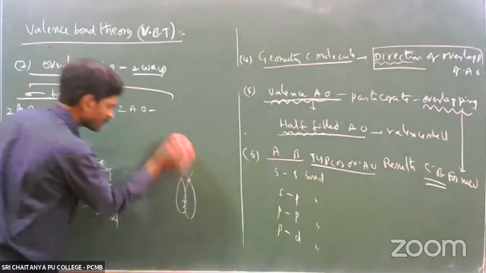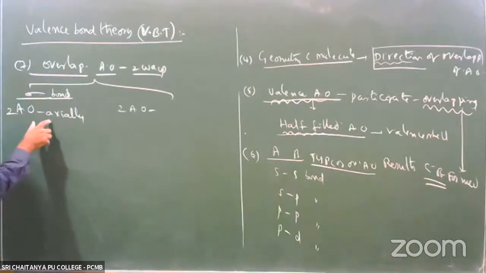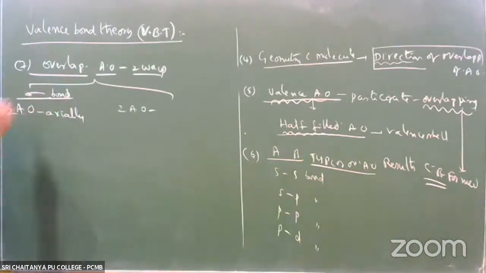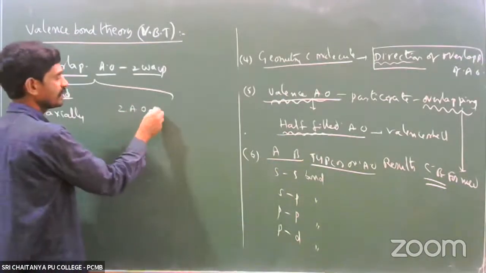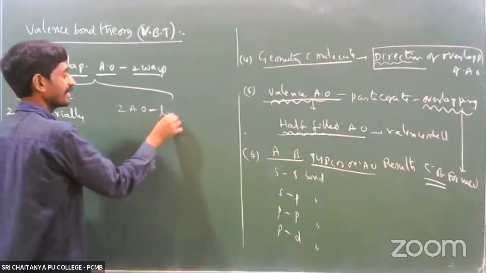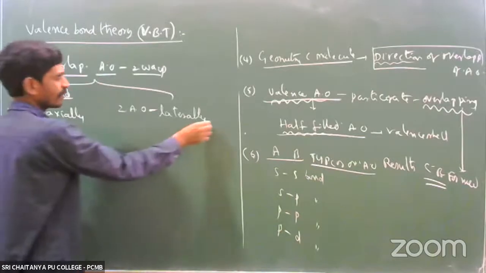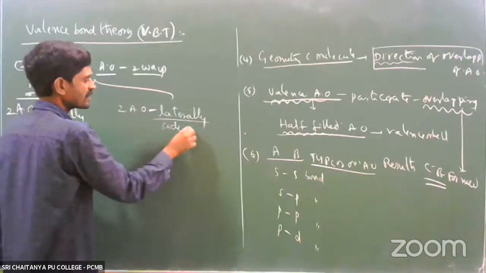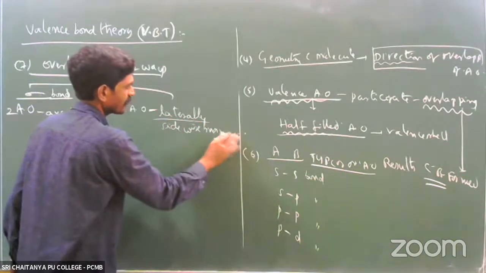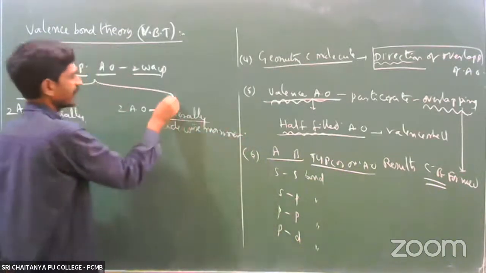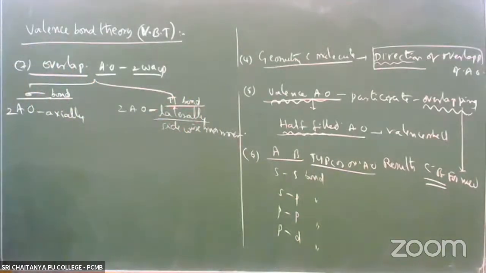The half-filled atomic orbitals of the two atoms may be overlapped axially, and that forms a sigma bond. And the two half-filled atomic orbitals overlapped laterally, or in a sideways manner, result in a pi bond. Pi covalent bond, simply called pi bond, right?